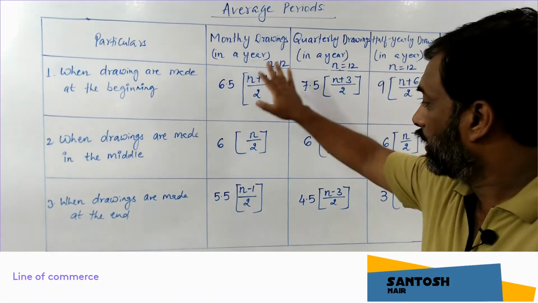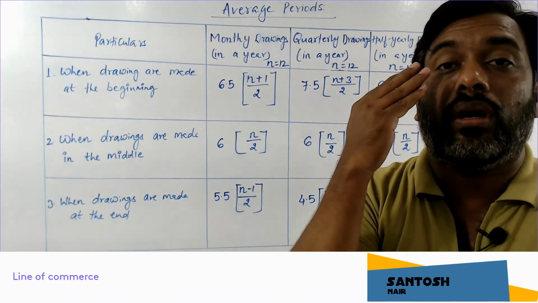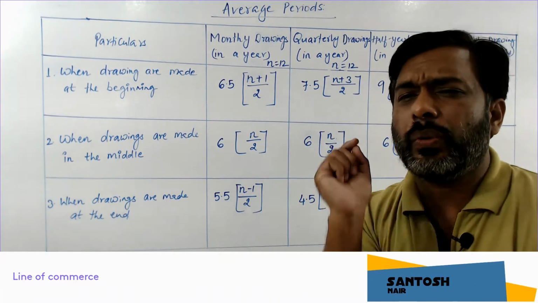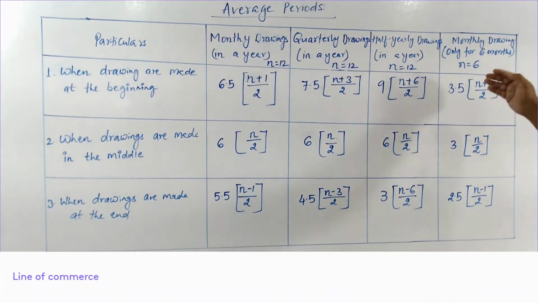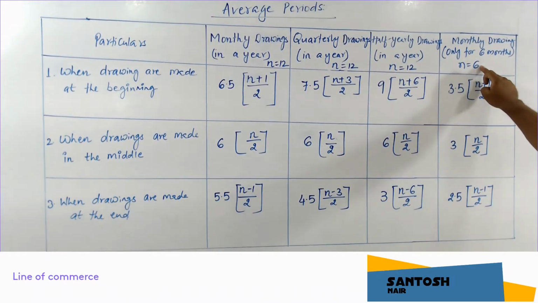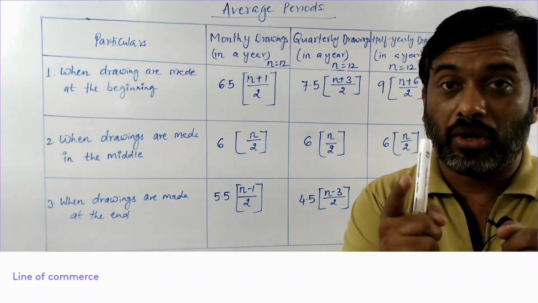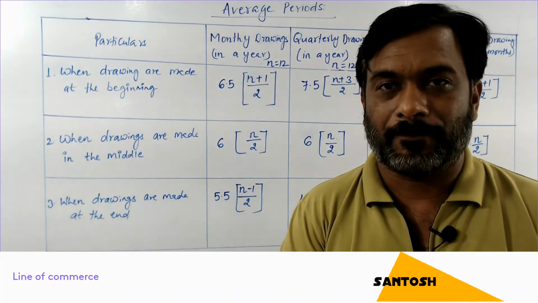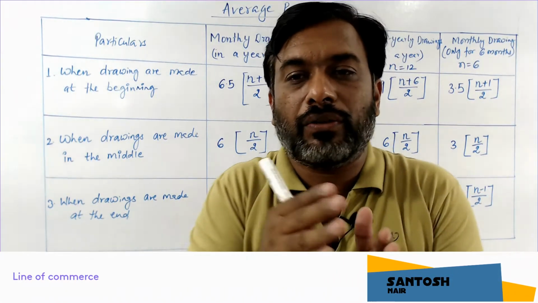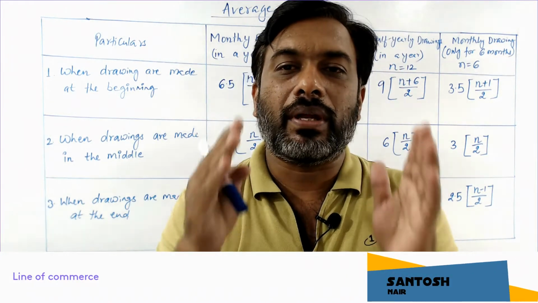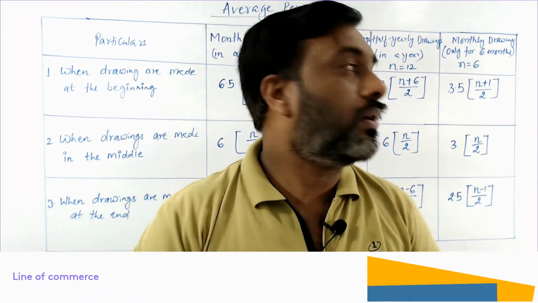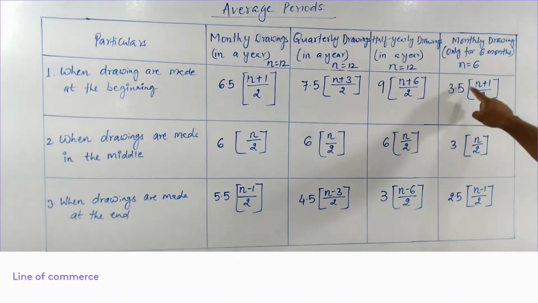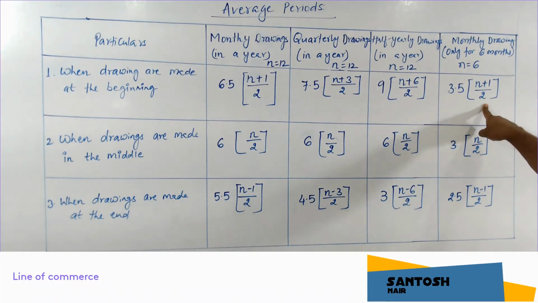So these are the formula or tricks which you can use to remember the average time period. Now let us quickly see the last situation. It is the same as this, but here you need to take n equal to 6. Logic is there, right? Because these drawings are only made for 6 months. So if it is in the beginning of each month for 6 months, the average time period will be calculated by n plus 1 whole divided by 2, but the value of n you should take 6. So 6 plus 1 divided by 2, 7 by 2, is 3.5.